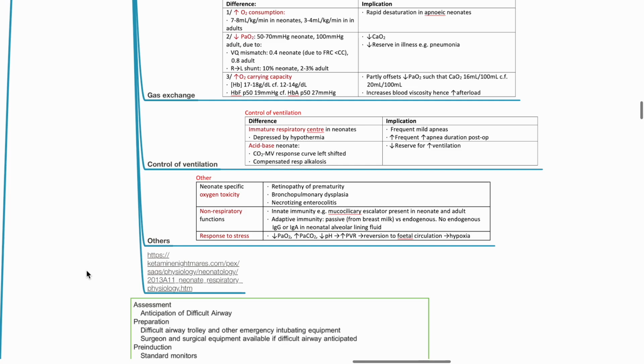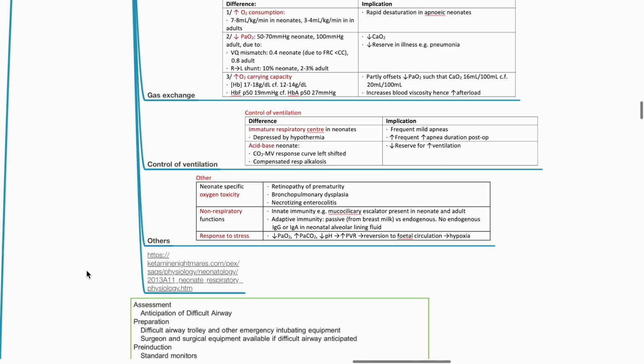Other features in neonates. Neonate-specific oxygen toxicity includes retinopathy of prematurity, bronchopulmonary dysplasia, and necrotizing enterocolitis. Regarding non-respiratory functions of the lung, innate immunity such as mucociliary escalator is present in the neonates and adults. Adaptive immunity is passive from breast milk in neonates compared to endogenous in adults.